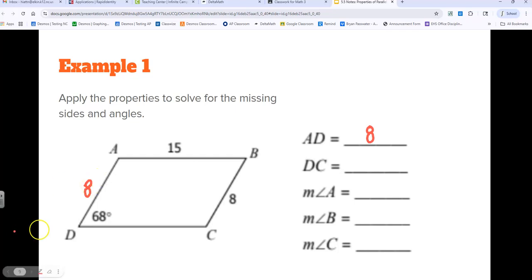Hector then asked me for DC. That's his bottom side. What's the length of that bottom side going to be? 15. Just the same as the side across from it. Samara, next I have angle A. So it's looking for this angle right here.